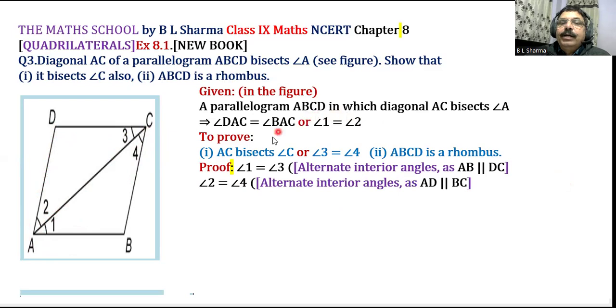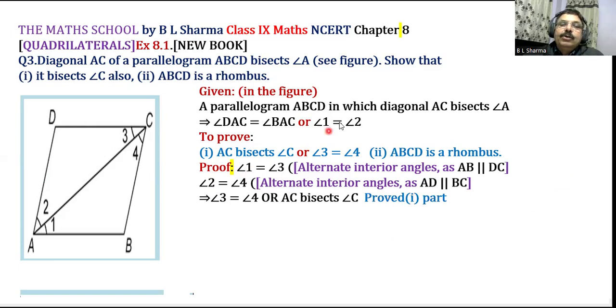Angle 1 is equal to angle 2. It is given. So angle number 3 will be equal to angle number 4. Equate them. Therefore, angle number 3 is equal to angle 4, or AC bisects angle C, and the first part is proved.